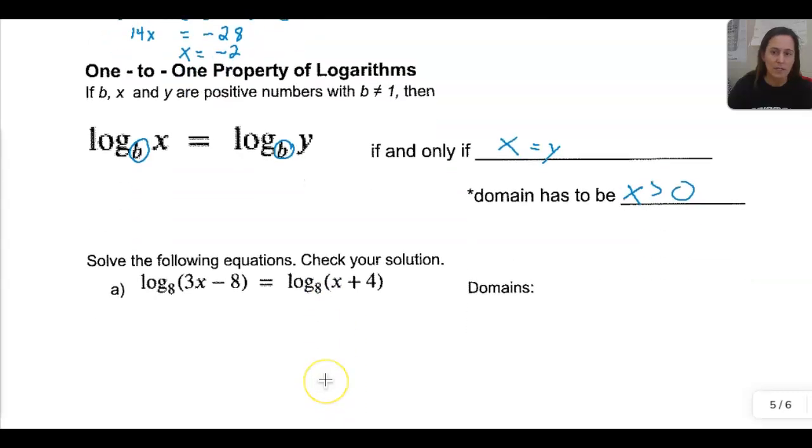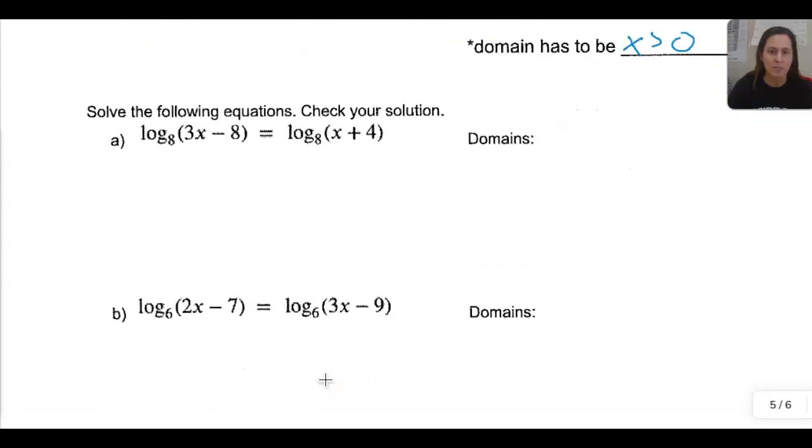And then let's take a look at how we solve some of these. We have 2 examples. Notice that log base 8 is the same for both logs, so then I can set 3x minus 8 equal to x plus 4. And I can go ahead and finish solving for x by subtracting x to get 2x minus 8 is equal to 4. And then I can add the 8 to get 2x is equal to 12. And I can divide by 2 to get x equals 6.